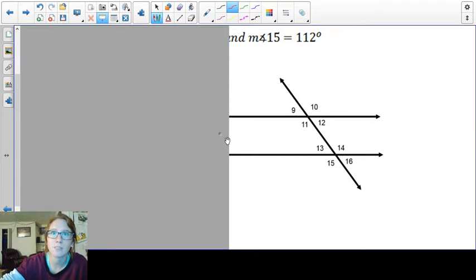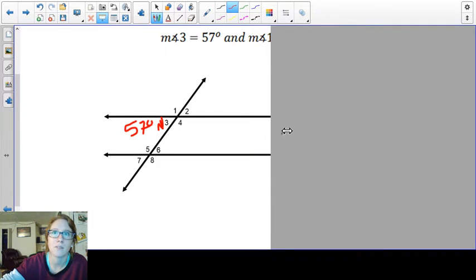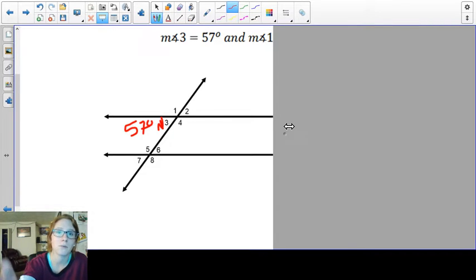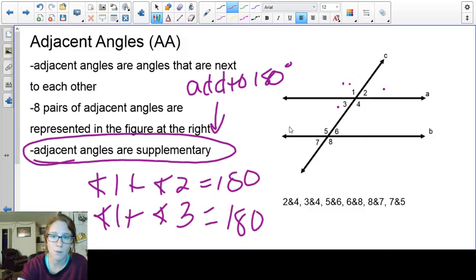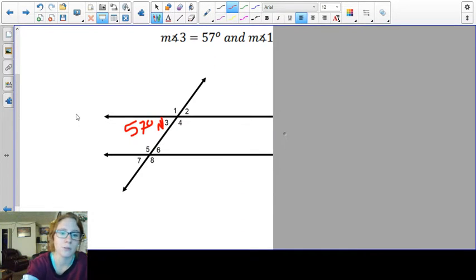So essentially, until I'm finished with this left side here, I'm going to keep that right side covered up because it's not going to help me. So I'm going to find the rest of my red pieces. If I look back at that one slide, my vertical angles, it shows me all of those colored pieces. So my angle 3, which they just told me was 57, would have to be in all of the pieces that are also red. So that means angle 2 is 57 degrees. Angle 6 is 57 degrees. And angle 7 is 57 degrees.